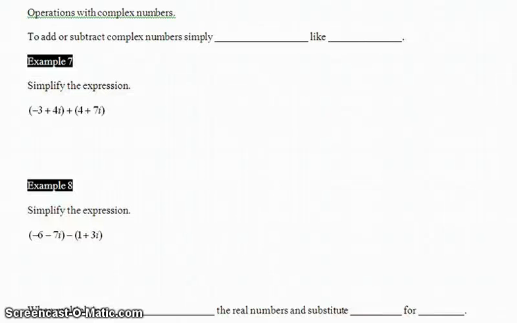Hi and welcome back. We're going to move on to operations with complex numbers. In other words, we're going to add and subtract and multiply those complex numbers. To add or subtract complex numbers, it works just like adding or subtracting functions, and then we're going to simply combine like terms. We're going to combine the real number parts and we're going to combine the imaginary number parts in our complex number.